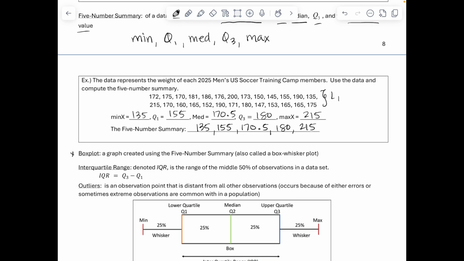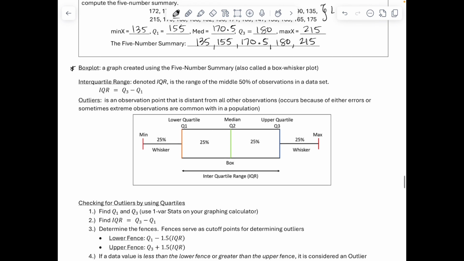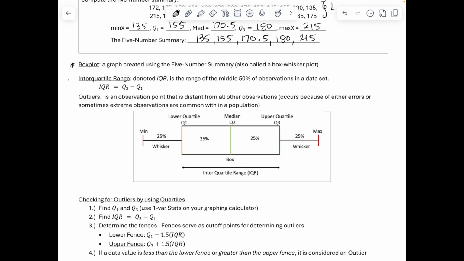The next thing that we have is called a box plot, and this is a graph created using the 5-number summary. It's also called a box whisker plot. There's an example of one right below. And then we have what's called interquartile range. Interquartile range is denoted IQR, and this is the range of the middle 50% of our observations in our data set. So this is found, definitely a formula that we need to know, as Q3 minus Q1. Next, we have outliers, and an outlier is an observation point that is distant from all other observations. So this can occur because of an error or because it's just an extreme value.